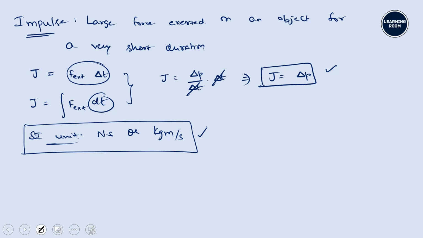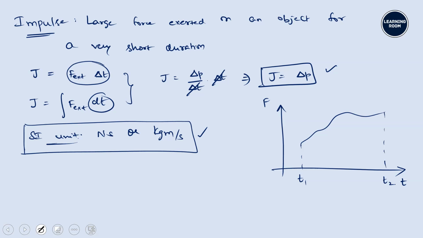Suppose there is a graph given for force as a function of time. So force is given as a function of time, and let's say there is a graph like this. Where this limit I'll call T1. This limit I'll call T2. If you find the area under this force and time graph, this also gives you impulse.